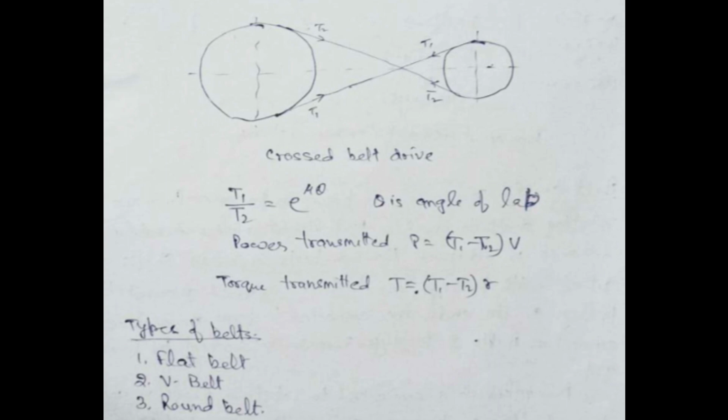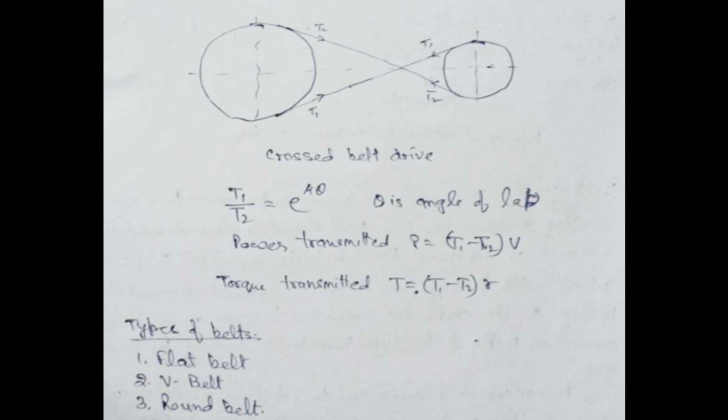So the ratio of tensions in belt drive is given as T1 upon T2 equal to e to the power mu theta. Now power transmitted by this belt drive is P equal to T1 minus T2 into V, where V is the velocity. Similarly, torque can also be found out for each of the pulley by using the formula T equal to T1 minus T2 into small r. So it can be calculated differently for driver pulley as well as for driven pulley using radius R1 and R2.